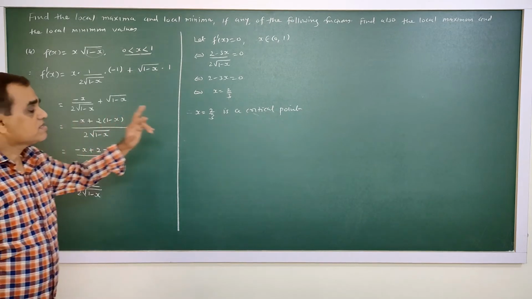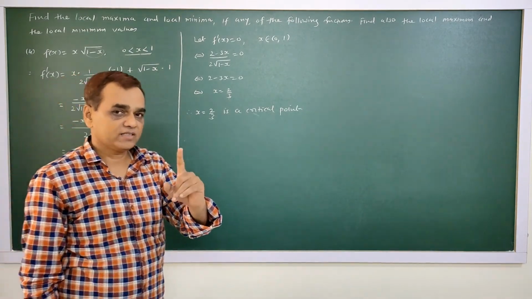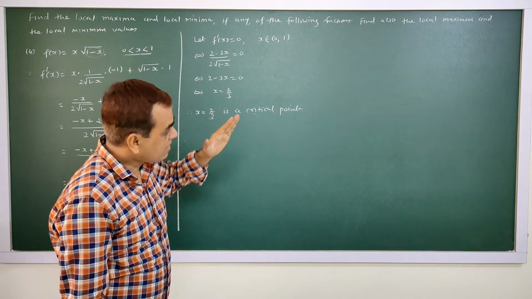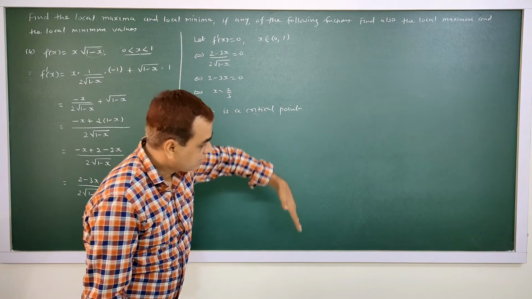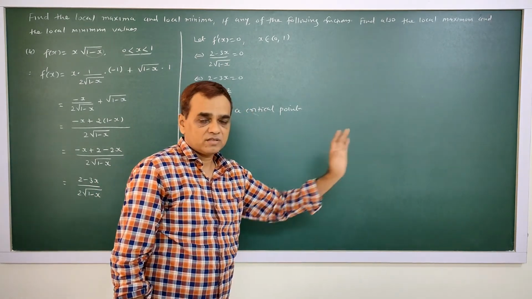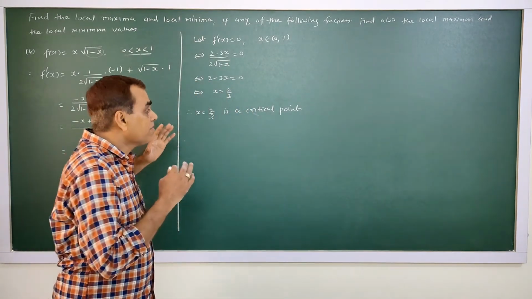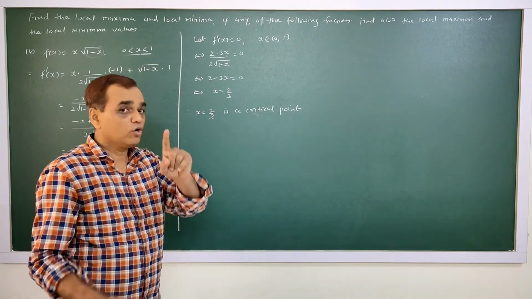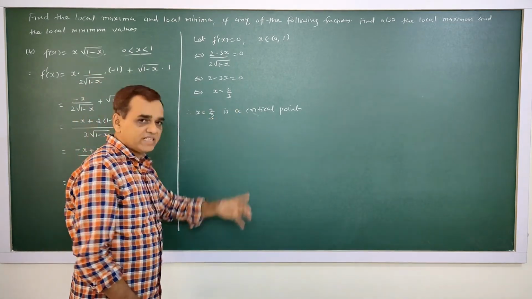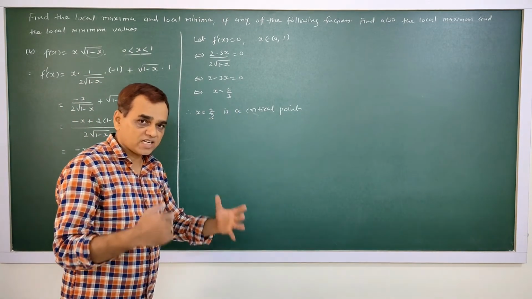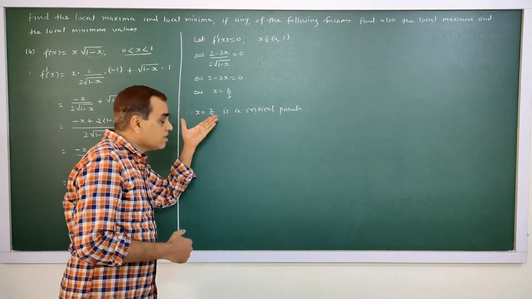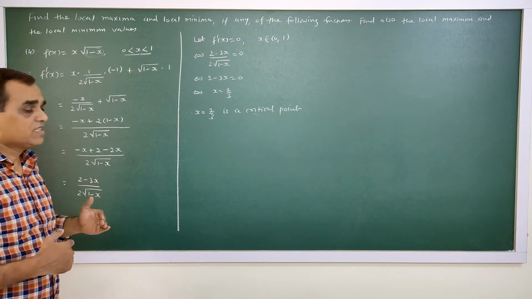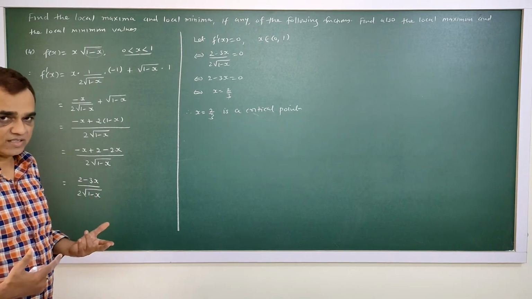So here 2 by 3 is the only critical point. That means there will be only one u-turn, either this type of u-turn or this type of u-turn. So the function may have either a local maximum value or a local minimum value at 2 by 3. To check whether it is a local minimum or local maximum, we use the second derivative test.